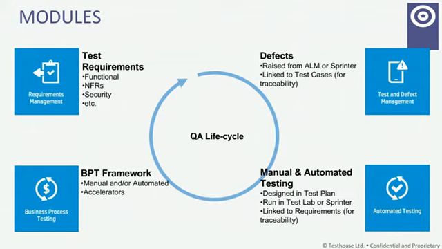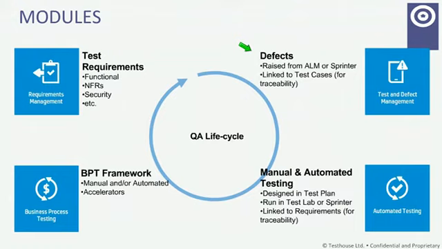On the other side of the life cycle, you have defects management. If you have a QA solution, you obviously want to manage your defects in the same tool. So within Quality Center, you can raise defects, and they can be raised either using ALM or using a tool called Sprinter, which is for manual testing, manual test execution.